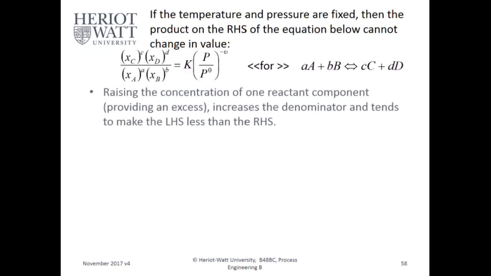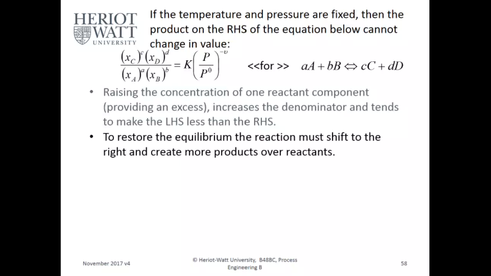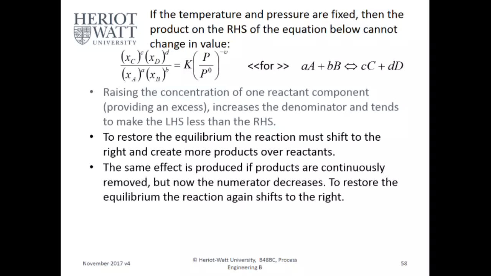So raising the concentration of one reactant component, providing excess, increasing the denominator, tends to make the left-hand side less than the right-hand side. So the same way pressure affects Le Chatelier's principle, the concentration also affects it. To restore the equilibrium, the reaction must shift to the right-hand side and create more products over reactants, to make the system reach equilibrium. The same effect is produced if products are continuously removed, but now the numerator decreases. To restore the equilibrium, the reaction again shifts to the right.